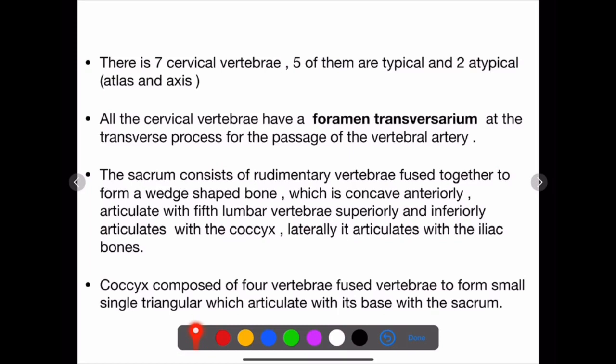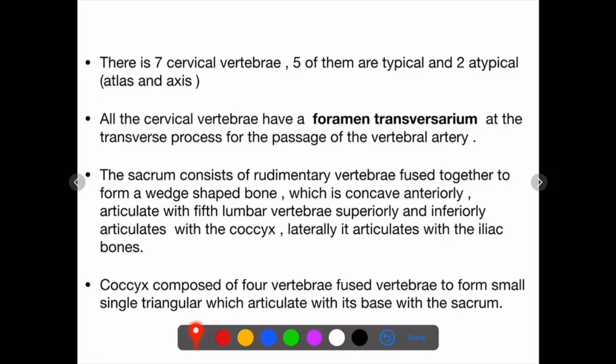There are 7 cervical vertebrae. 5 of them are typical and 2 are atypical vertebrae. The first cervical vertebra is called the atlas, the second one is called the axis. All cervical vertebrae قلنا بيهم foramen transversarium, at the transverse process for the passage of the vertebral artery.